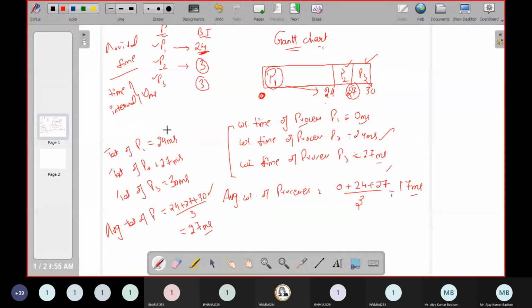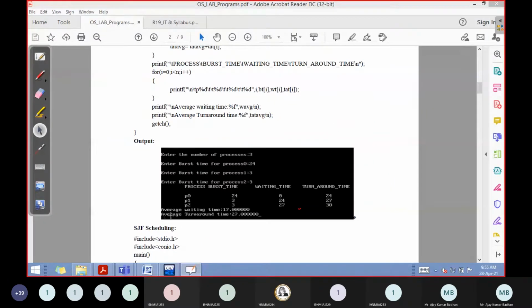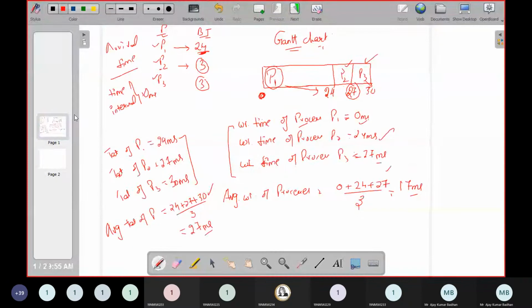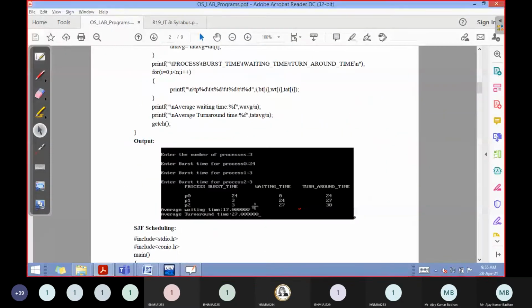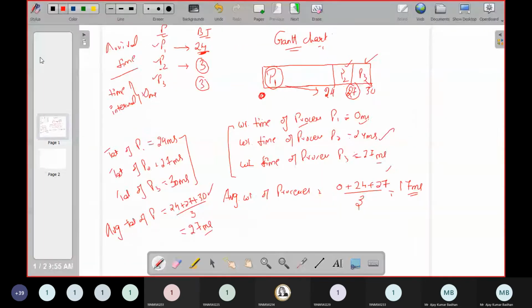So this is the turnaround time for the processes we have got. So this is also correct. Now what is the average waiting time we got here? If you see here, the average waiting time of the process is 17 milliseconds. And then we have 27 milliseconds for the average turnaround time. So the average turnaround time for the process that we got here is 27. So your answer is correct.